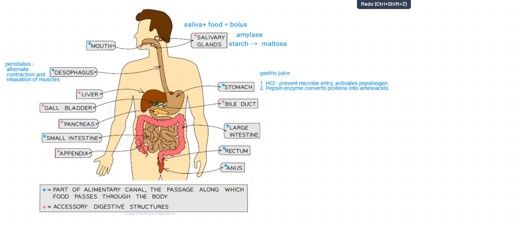As soon as the food enters the stomach, there are some gastric juices present in the stomach. They are HCl, which prevents microbe entry as well as activates the inactive pepsinogen to pepsin. Pepsin is an important enzyme for the conversion of protein into amino acid in the stomach. Since HCl has a very low pH of 2, pepsin is active at a very low pH of 2. Its optimum pH is 2.